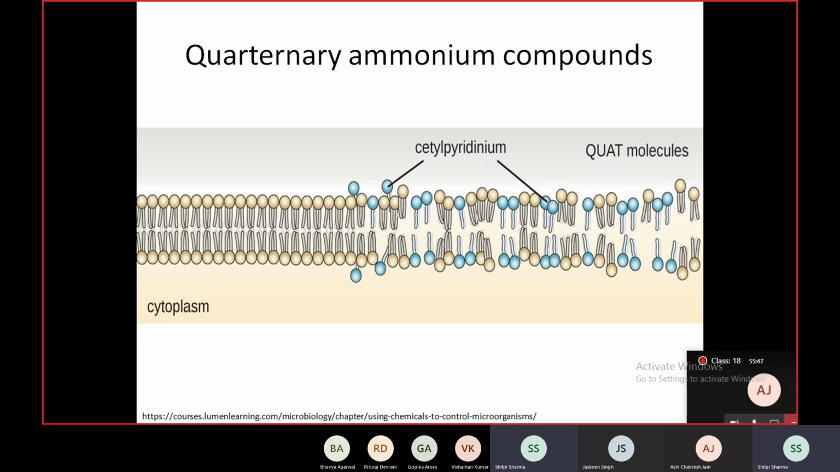That is about the chemical agents. I am not taking up chemotherapeutic agents, that is the antibiotics and such, which are used for killing the microbes internally.